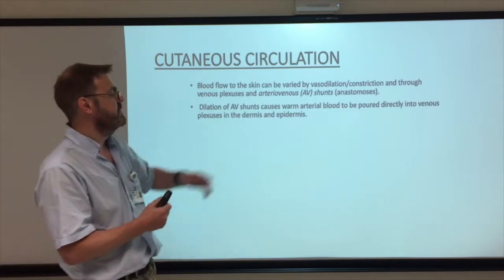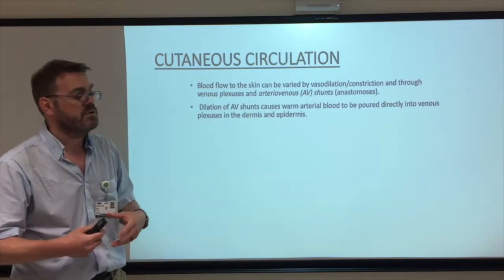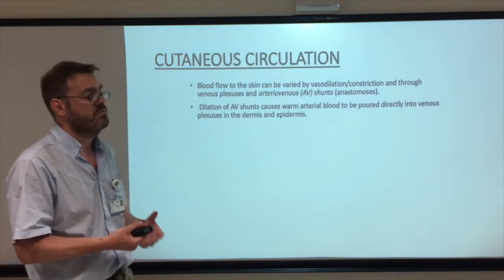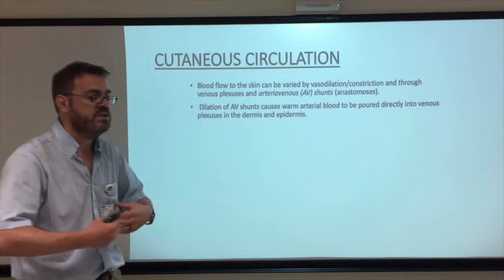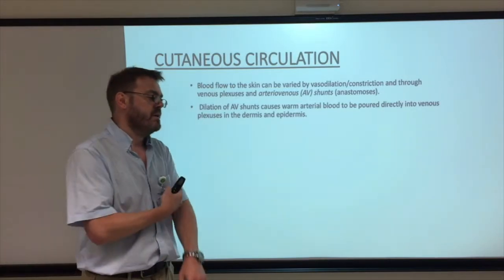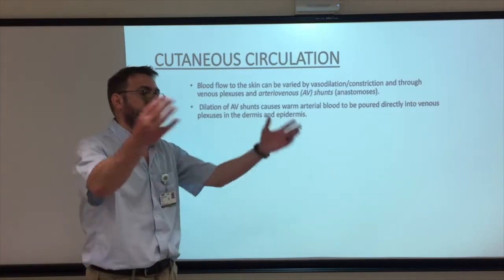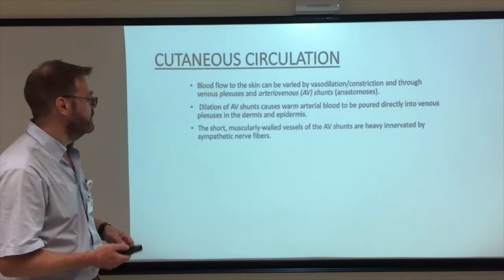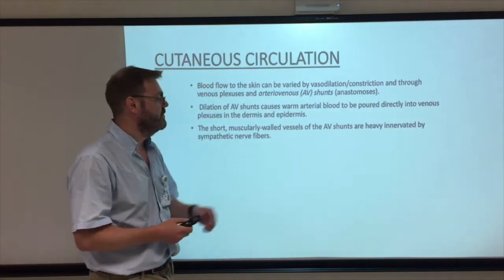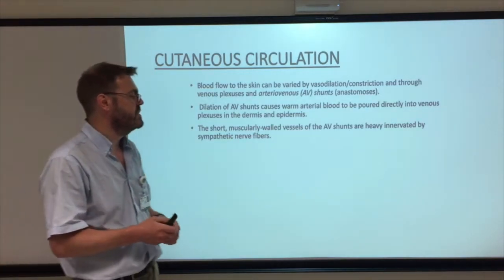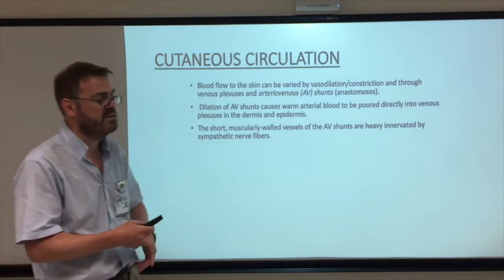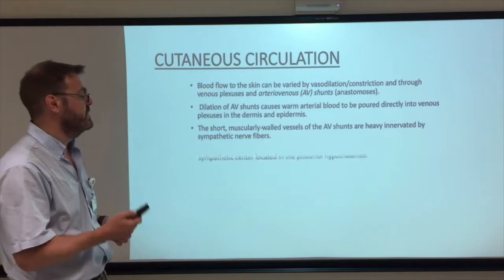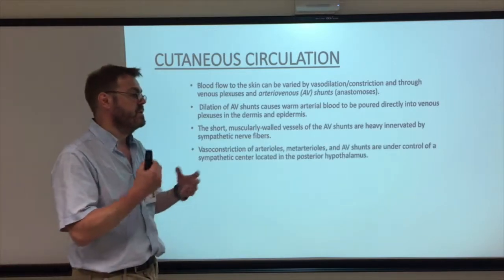And dilation of the shunts causes warm arterial blood to be poured directly into the venous plexus and the dermis and epidermis. So when you're warm, these shunts open and the blood flows to the surface, and you lose heat to the environment to try and cool your core down. The short muscular vessels of the AV shunts are heavily innervated by the sympathetic nerve fibers. So it's a sympathetic system that's going to be working these shunts.